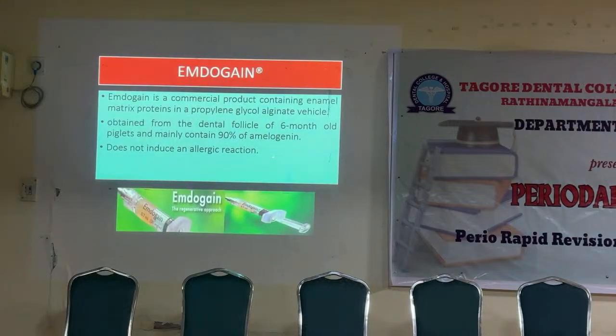Then Emdogain. Okay, Emdogain is a protein matrix which is present in the 6-month-old baby. It is present in the dental follicle. Okay, for this we have to sacrifice the animal and then take it. Okay, and then you can use it as an adhesive material for better regeneration. Emdogain.